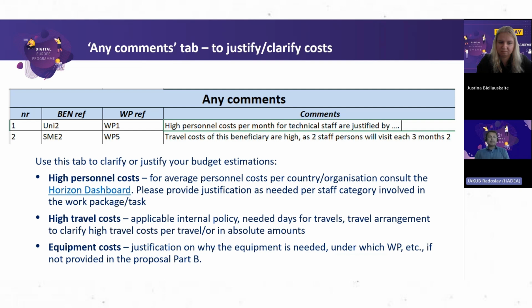The last tab in the detailed budget table is the Any Comments tab. Please use this tab when you see that there are high personnel costs. As I said already, compared to the Horizon dashboard, you need to explain more information about the use of some experts, etc. Please put it here. If there are high travel costs, we don't see from the units and the budgeted cost per travel what this includes. So if it's high, please explain this, and the same for the equipment costs. But information could also be encoded into the previous tab for the calculation of the depreciation costs. Next slide.